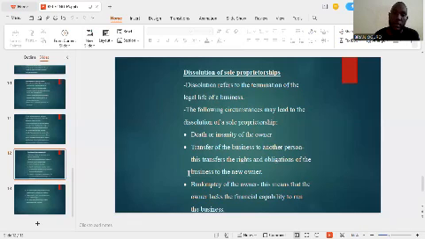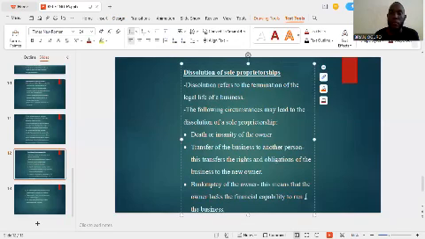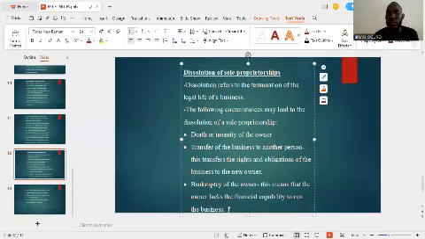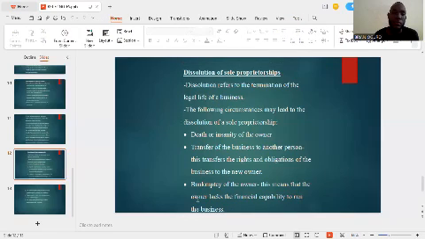The third one is bankruptcy of the owner. This means that the owner lacks the financial capability to run the business. So mostly we use finance to run businesses. And in case the owner does not have the capability of raising capital or finance to run the business, it may close down.